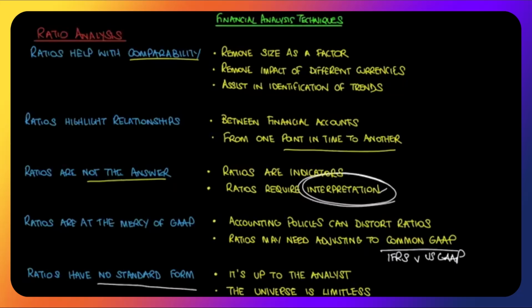Different people will have different definitions of what constitutes a return to capital, of how we should calculate our interest coverage. So it's up to you, it's up to the vendor how you calculate. There are no rules. This is not like IFRS versus US GAAP saying this is what a ratio is. You can calculate it how you like. And the universe is limitless.